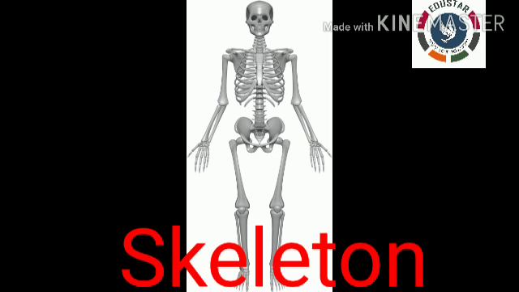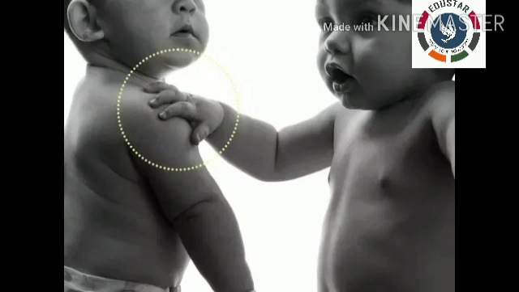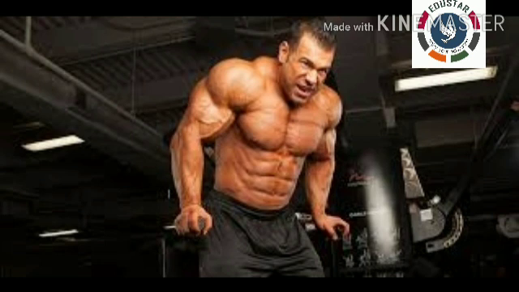All these bones form a framework called the skeleton. This skeleton gives shape and support to the body. The bones of a newborn baby are soft. As the baby grows, the bones become longer and stronger. So, the child becomes taller and heavier.